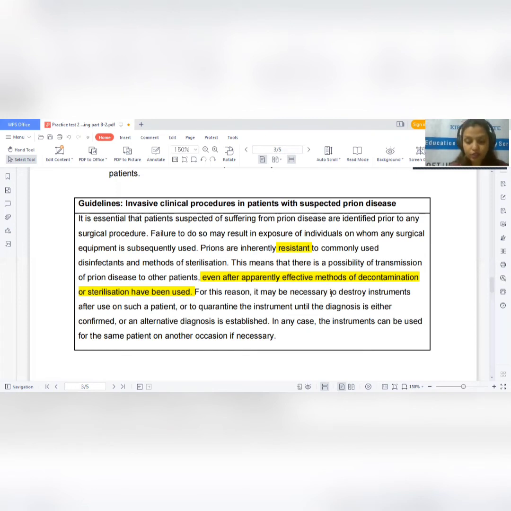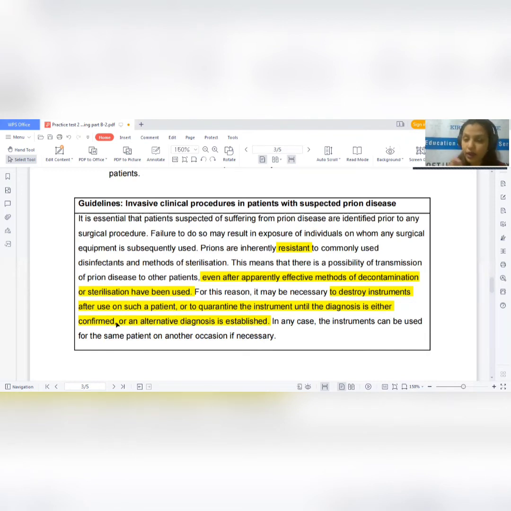What should I do? I should destroy the instruments after use on such a patient, or quarantine. Sorry for the delay. On one hand, it says it may be necessary to destroy instruments after use on such a patient, or to quarantine. Now you know very well the meaning of quarantine, right? To keep the instruments separate until the diagnosis is confirmed.